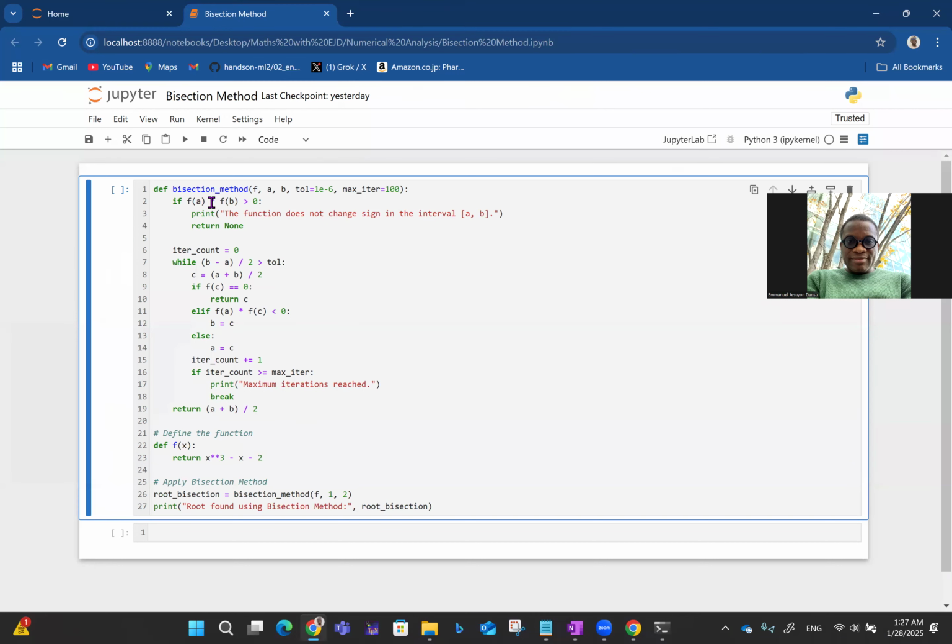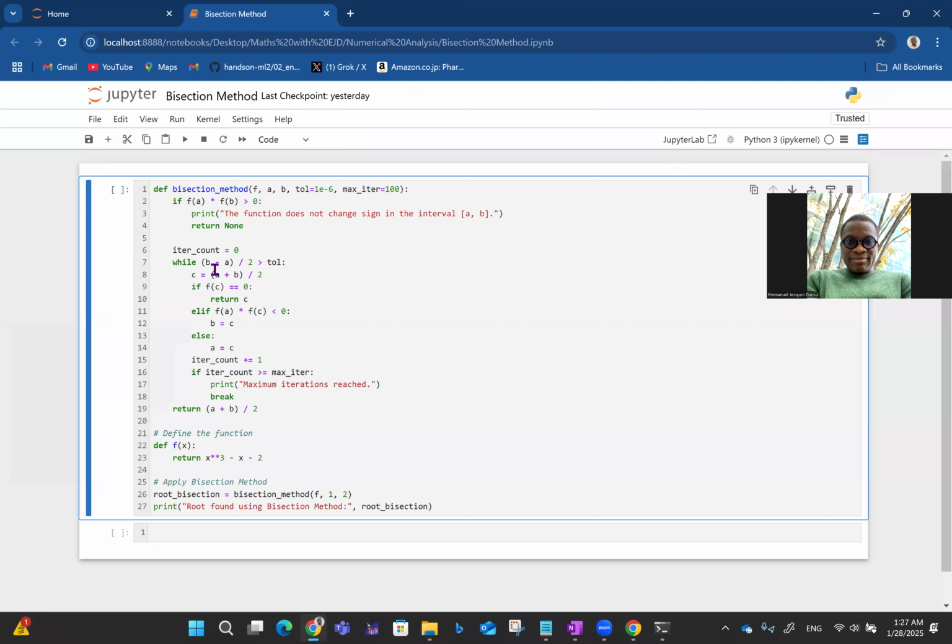So in line 2, we declare the condition that if f of a times f of b is greater than 0, then we say that the function does not change sign in the interval ab. That means no solution lies there. If the signs are the same, then you return none. Then you set an iteration counter to 0.